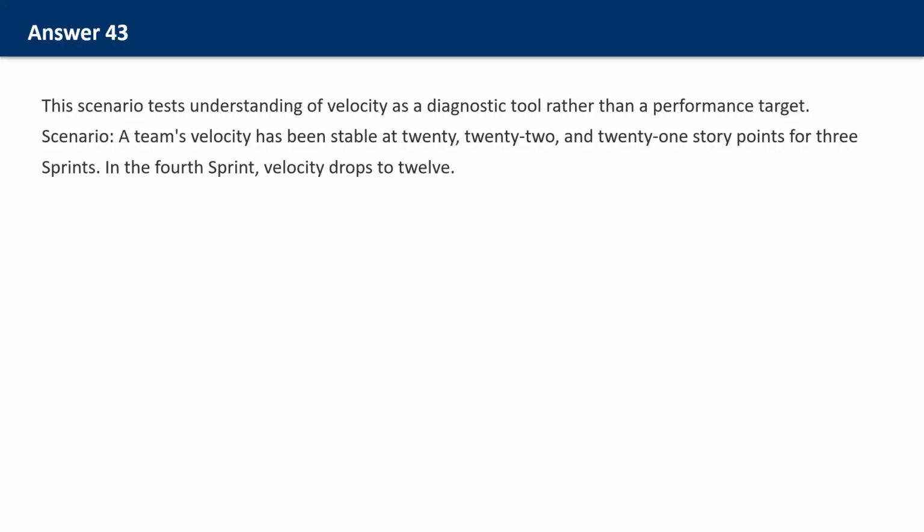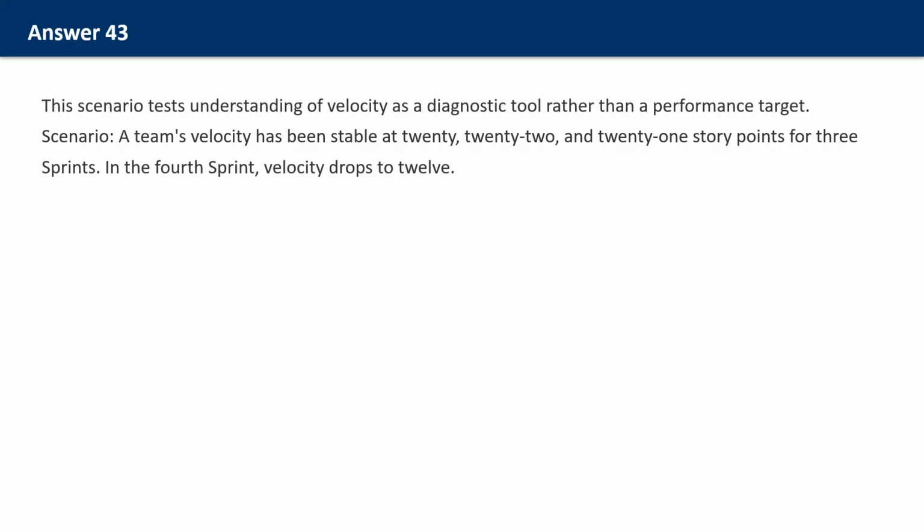The correct response involves the retrospective. This is precisely the forum for inspecting what happened and adapting. Possible causes of velocity drops include technical debt coming due. Perhaps the team has been cutting corners, and now those shortcuts are causing problems. Code that should take hours takes days because of accumulated poor quality.